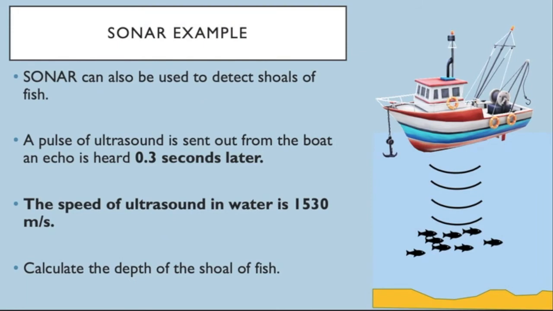So let's have a go at an example. Sonar can be used to detect shoals of fish. A pulse of ultrasound is sent out from the boat and an echo is heard 0.3 seconds later. The speed of ultrasound in water is 1,530 meters per second, so calculate the depth of the shoal of fish.